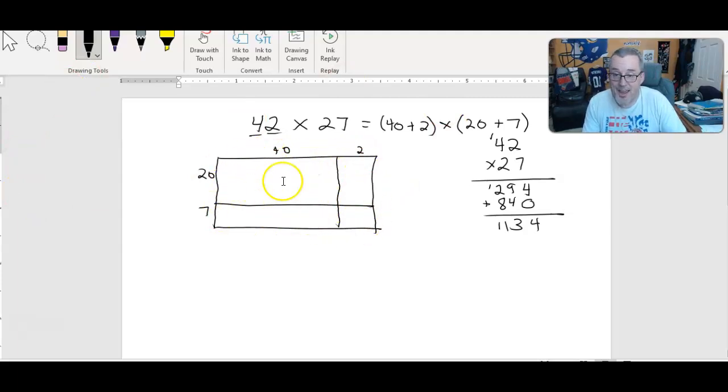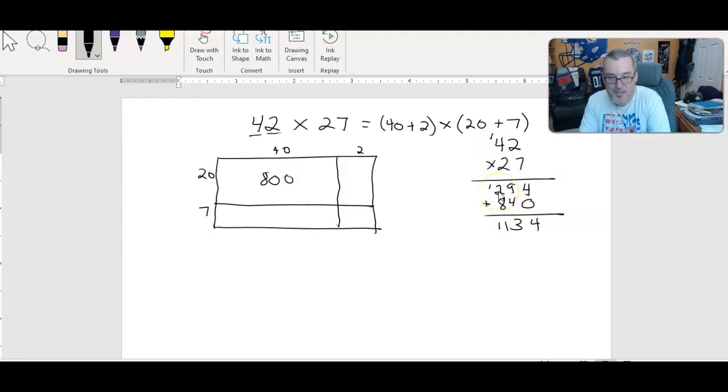Let's think about the areas of each of those rectangles, okay? So this rectangle here is 20 by 40. Can you imagine 20 rows, 40 columns? There would be 20 groups, 20 rows of 40. There would be 20 times 40. There would be 800 of those things. 800. Do you remember that 800 we have over here? 20 times 40 is 800.